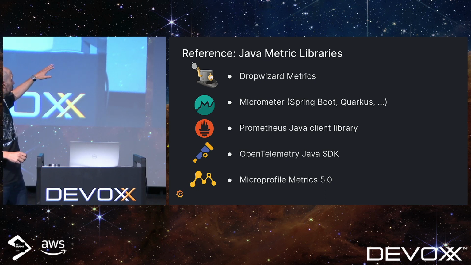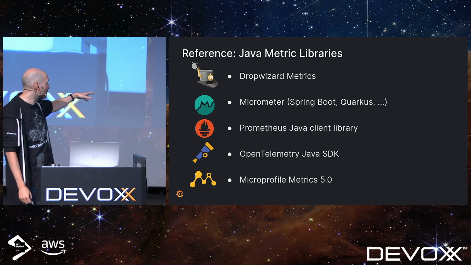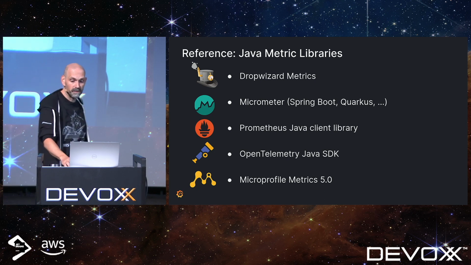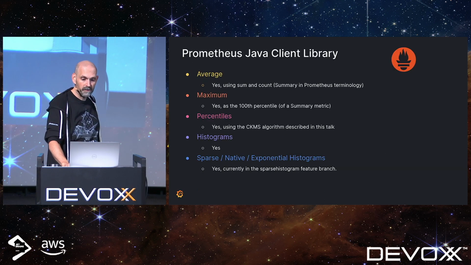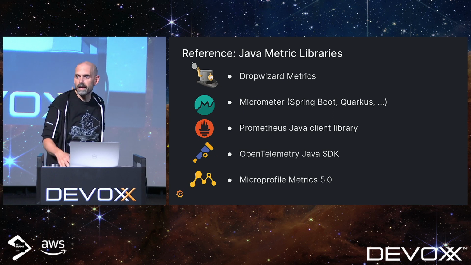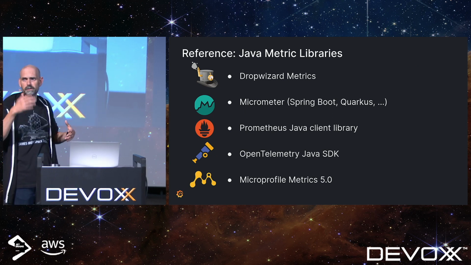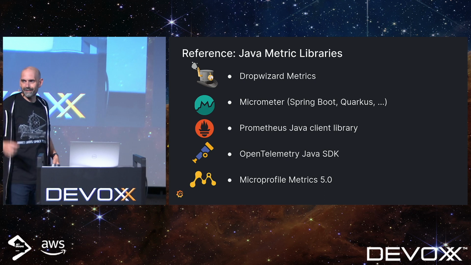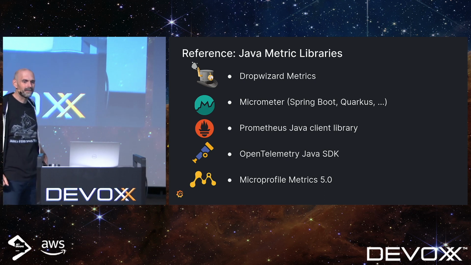What I also have is slides for popular Java metrics libraries showing which library implements what. So Dropwizard Metrics, Micrometer, the Prometheus Java client, the OpenTelemetry Java SDK, and the upcoming MicroProfile 5.0. And I actually have one slide for each of them. But I thought for this talk it's maybe a bit boring to go through all of these and just go down the checklist.